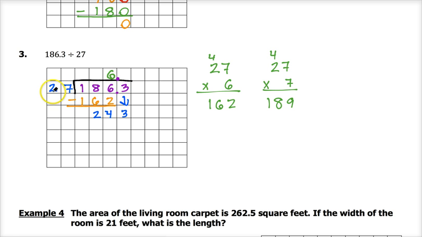So 27 times 10 would be 270, so we could try 27 times 9 and see what we get there. And it just so happens 27 times 9 gives us exactly 243. So 9 is what we need to use. And when I multiply and do my subtraction, I can stop. So the answer to this division problem would be 6.9.